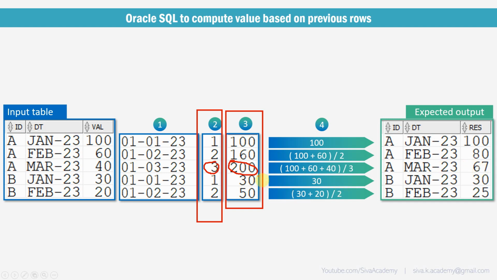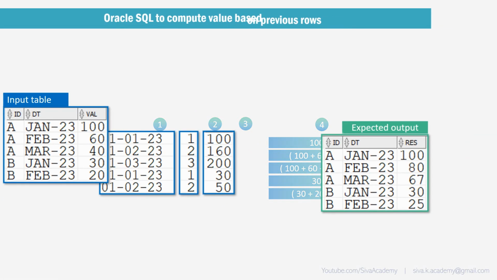So the fourth step is very simple. We just need to divide the value we got in step 3 by the value we got in step 2. Now let us see how to write a SQL statement to achieve this functionality.